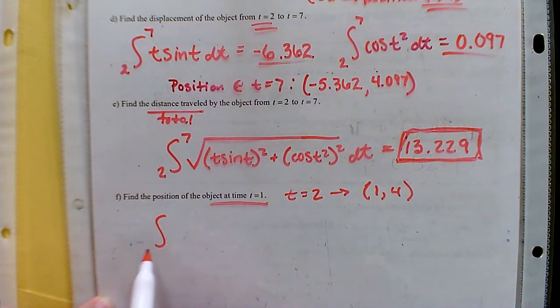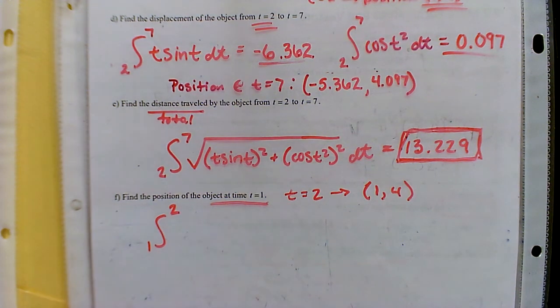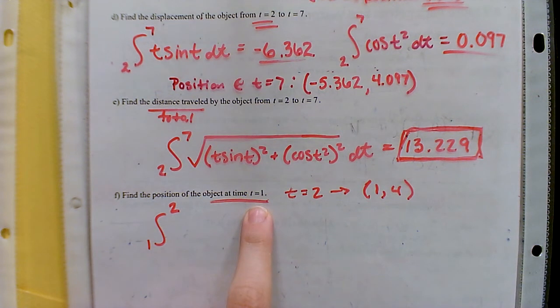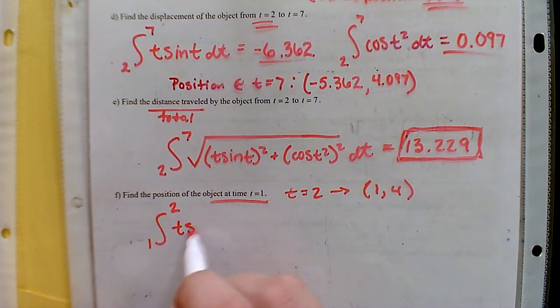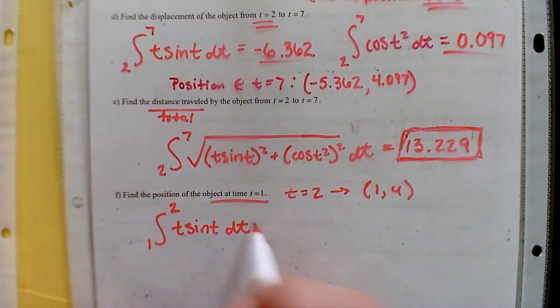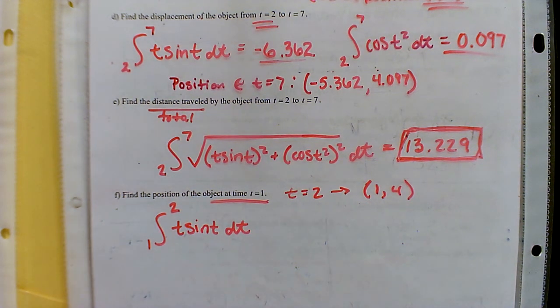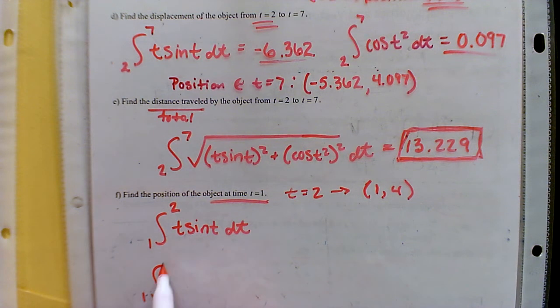So let's go ahead and use the integral from 1 to 2. The time that they're asking us about, and then the time that we know a coordinate from. So we'll have to integrate both component velocity equations. We'll do the x velocity and the y velocity.